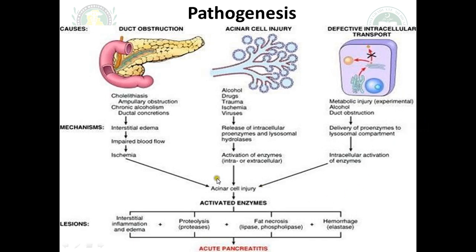So whenever there is an acinar cell injury, it activates the enzymes. We know there's a list of enzymes we have seen in the previous slide. They have different functions. They hydrolyze the different food particles, so they cause damage to the pancreas. It causes interstitial inflammation and edema. It can cause proteolysis, fat necrosis and hemorrhage in the pancreas, and this ultimately leads to acute pancreatitis.